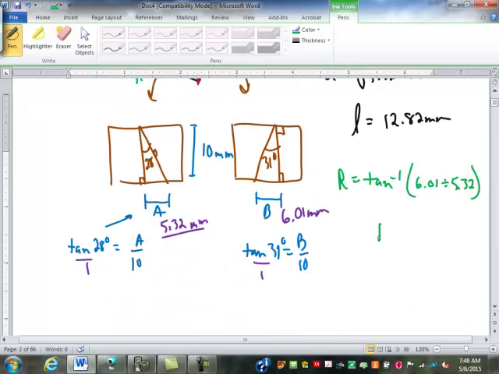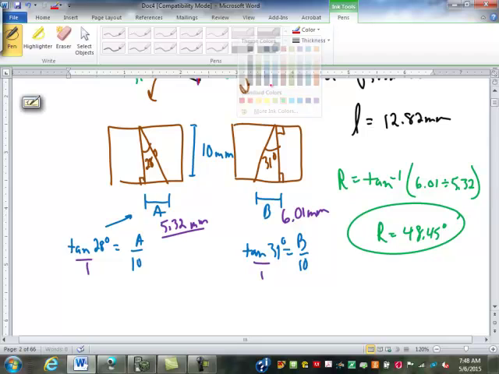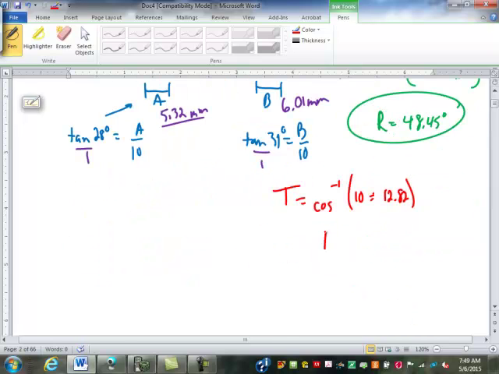So what's that give us? 48.45. So 48.45 is the angle of rotation. How about angle of tilt? Going to be an inverse what? Cosine of 10 over 12.82. 38 point what? 0.72 degrees.